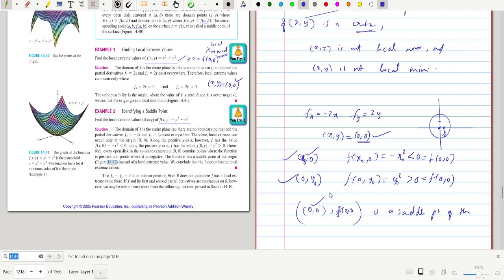Next class we will discuss the second derivative test for local maxima and local minima, analogous to the one for a one variable function. In that we will use the second partial derivatives to track the local maxima, local minima and saddle points.